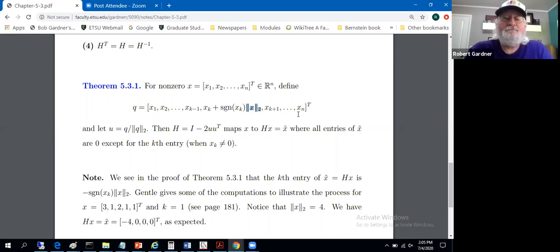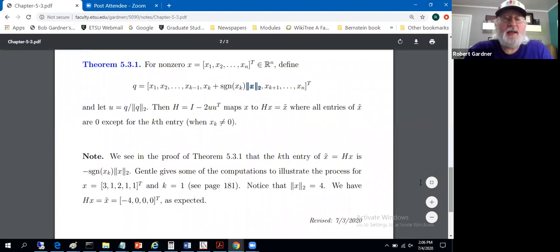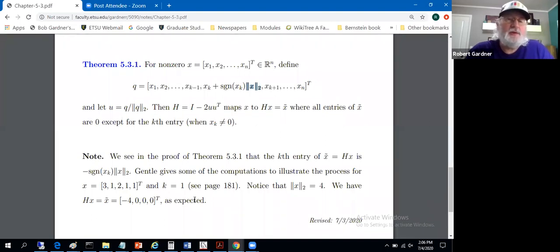So it's looking for a geometric interpretation of it. It's really swapped out the entries of this vector x and just left us with one of the components. We'll go through the proof. Let's make an observation before we do that. The proof is a little clunky. It's straightforward. It's computational. But we'll see in the proof of this theorem that the kth entry of x tilde, the image, is actually this quantity here. It's negative sign of x sub k times the norm of x.